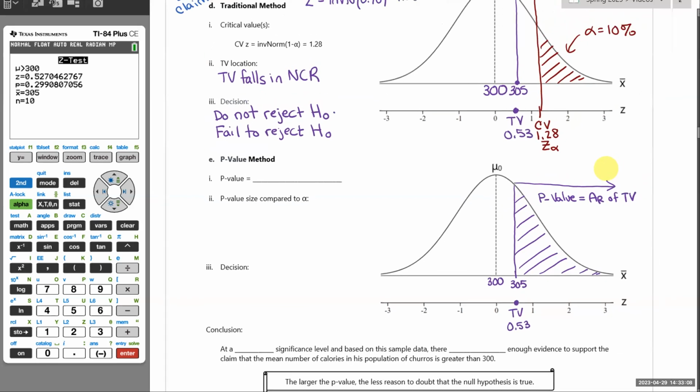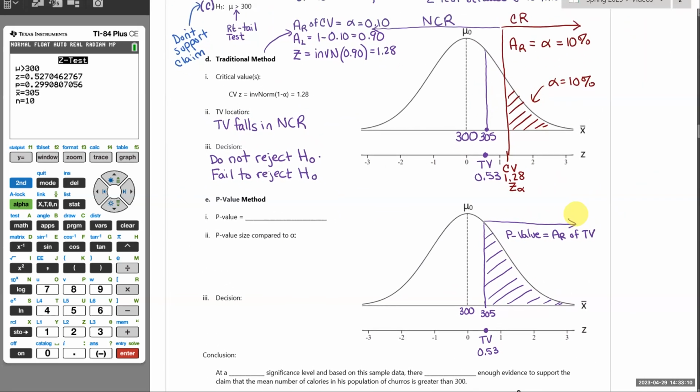So I can see here, if I'm looking at area comparisons, that p-value area is bigger than my alpha area. The reason it's bigger is because 305 is over here. So getting the visual here can show you that because your p-value is bigger than alpha, it means that 305 is not far to the right. So it is not a significant finding. We're not going to reject the null hypothesis.